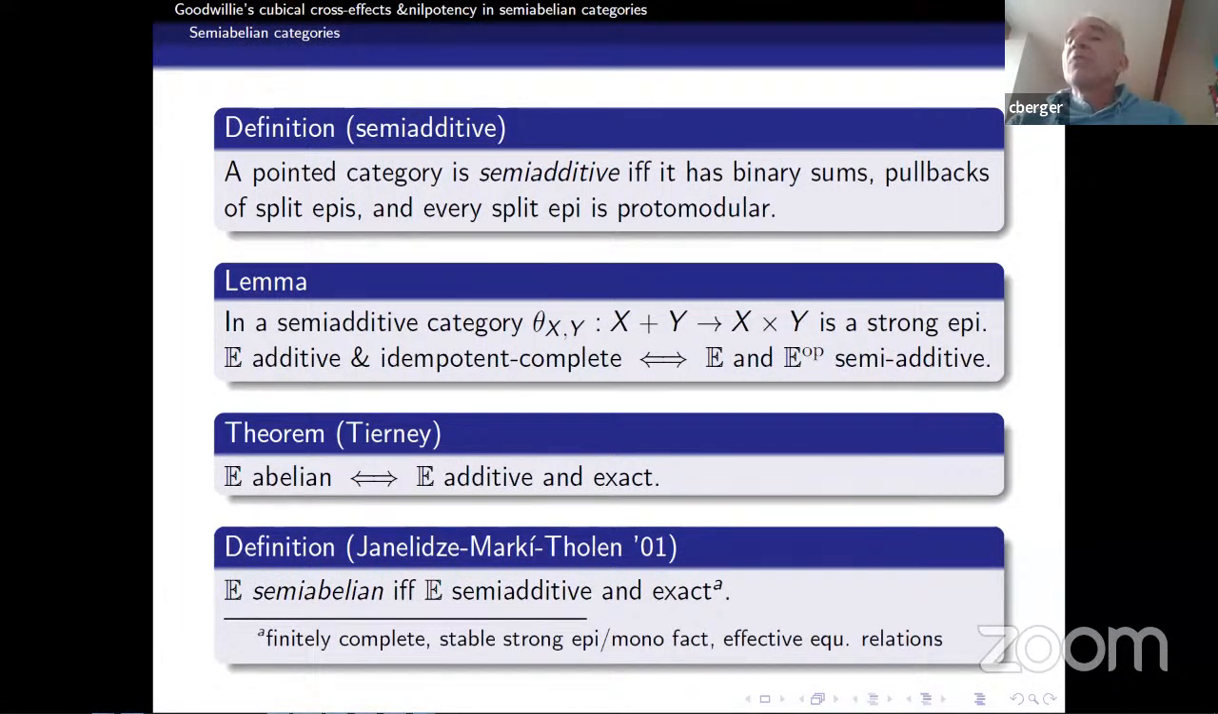I do not have time to go into the detail of what an exact category is, so I suppose that you know it more or less. The category of sets, for example, is exact, and any abelian category is exact. It means that you have finite limits, you have a stable strong epi-mono factorization, and you have effective equivalence relations. This condition was introduced by Michael Barr, and I think it is a very important one which occurs in very different contexts.